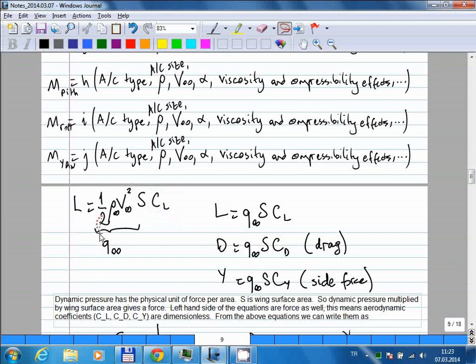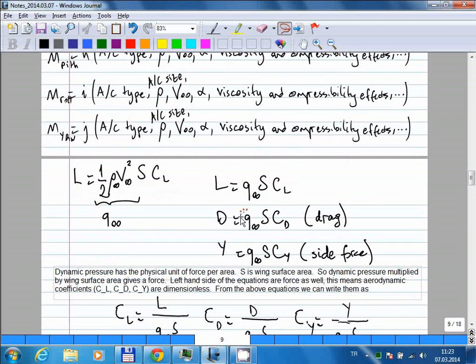So this 1 over 2 rho v squared term, as I said before, is called dynamic pressure, and it's usually denoted with letter Q. So Q sub infinity means the dynamic pressure for the free stream flow. So the lift equation is Q infinity times S times CL. The drag force is Q infinity times S times CD. And the side force is Q times S times CY. Okay. Now all the challenge, the difficulty, is in knowing the values of these aerodynamic coefficients.